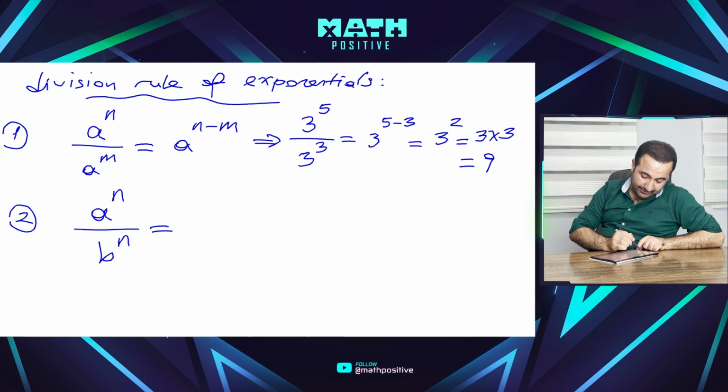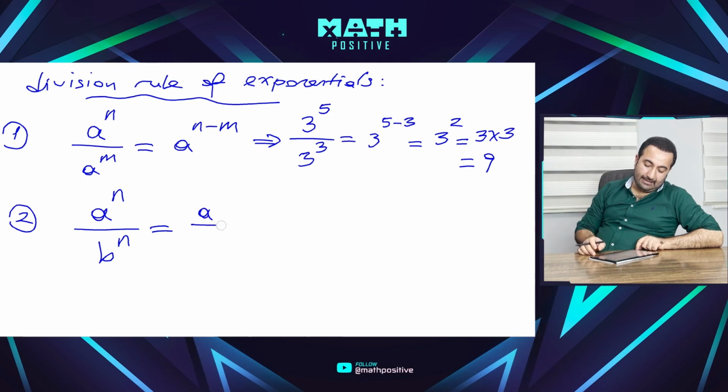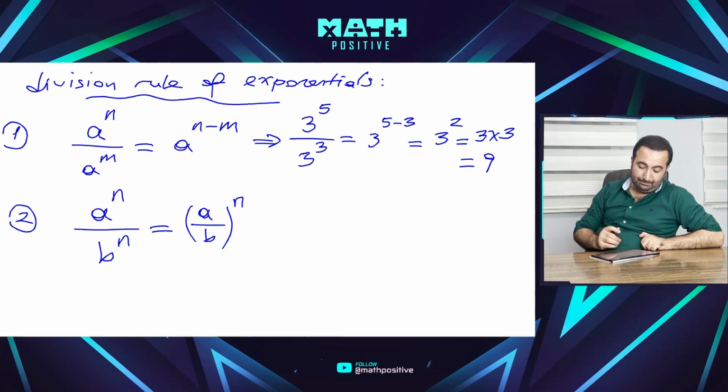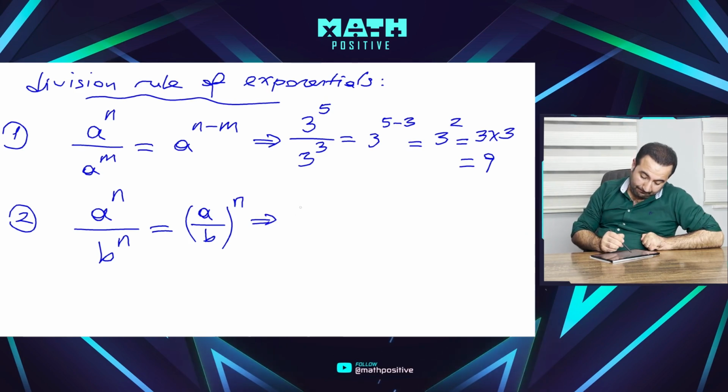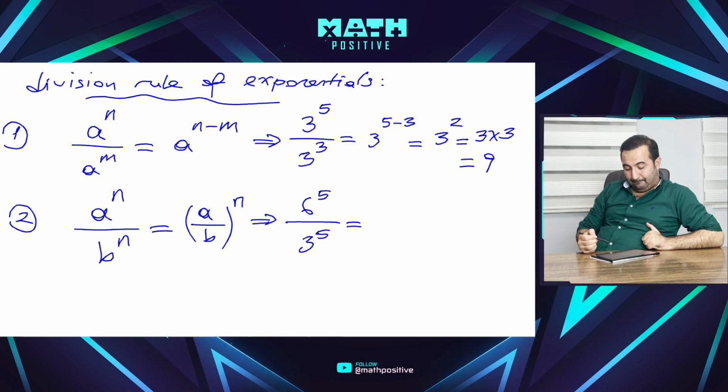The second version is a to the power n over b to the power n. In this version, we have powers equal to each other, but bases may be different, may be equal, but the powers are equal to each other. In this version, we will divide a to the b and have the common power n.